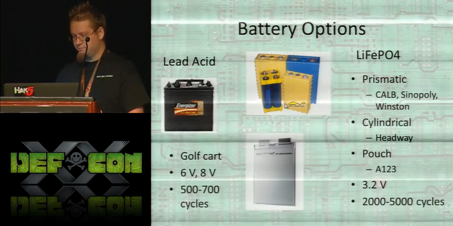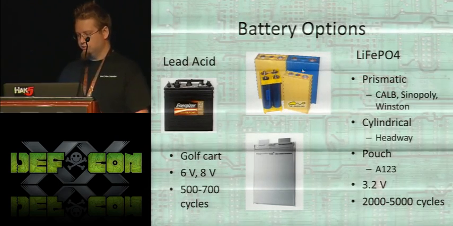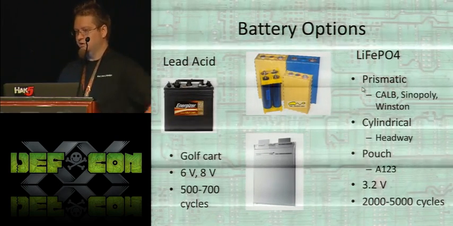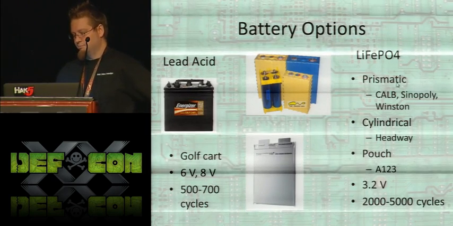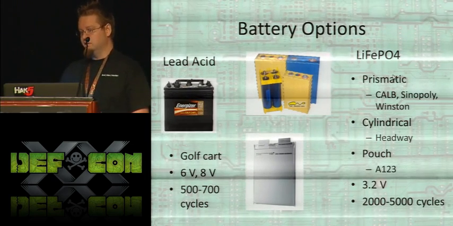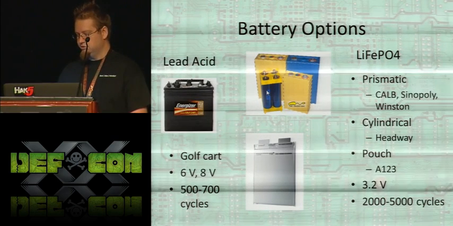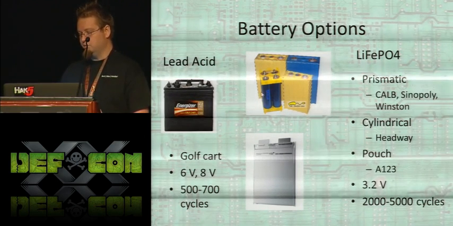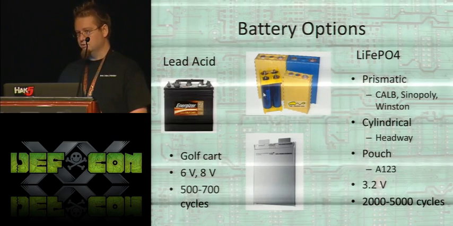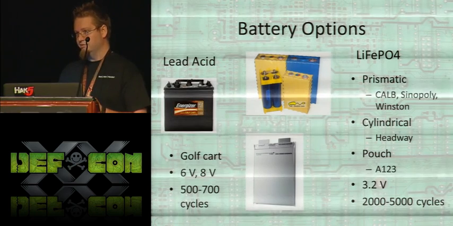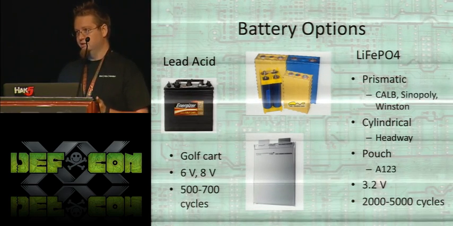Here's some different types of batteries. These square ones are called prismatics, and the big companies that make those are Calb, Sinopoly, and Winston. Calb has a distributor in California, so they're one of the better options right now. There's also cylindrical batteries. The most popular ones are Headways right now. Those ones are great because they have little screw-on terminals, so even though they're smaller and you need a lot more of them, they're easier to combine.